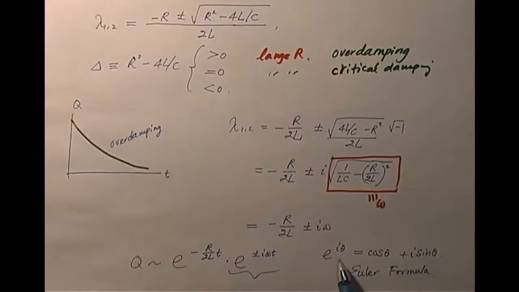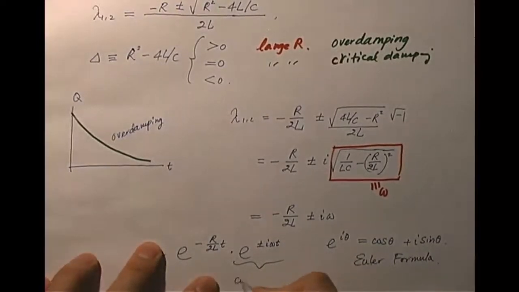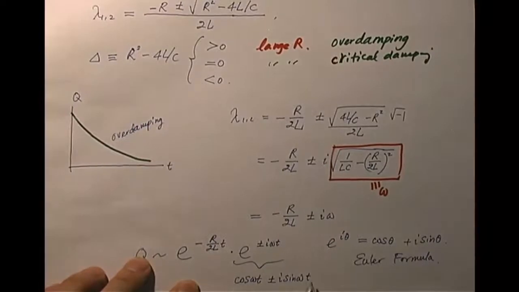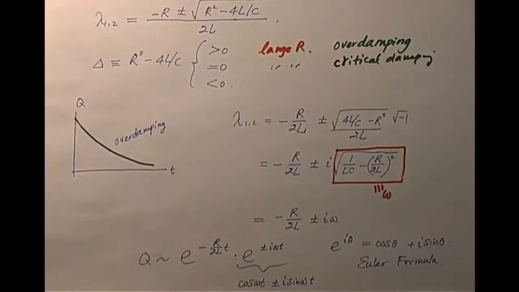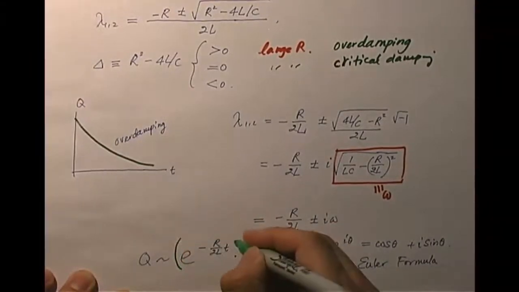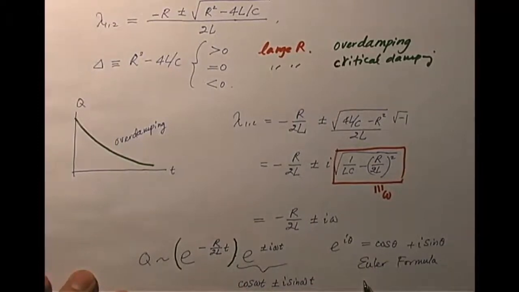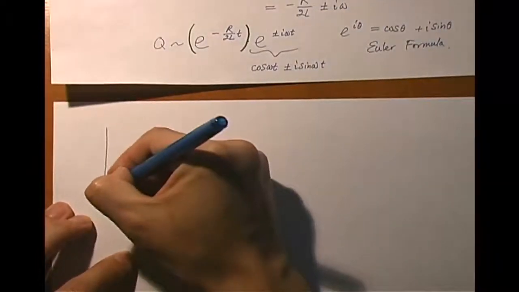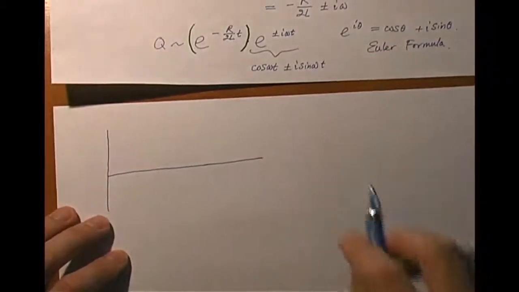You can show that by expanding each of these terms into power series, and matching the real part and imaginary part on both sides. You see they're equal. With the Euler formula, this exponential is equivalent to cosine omega t plus or minus I sine omega t. This means we have oscillations. There is oscillation, but the amplitude of oscillation is now modulated by the factor e to the power negative R over 2L times t. As time passes by, the amplitude is going to diminish. So we have an oscillation like that.